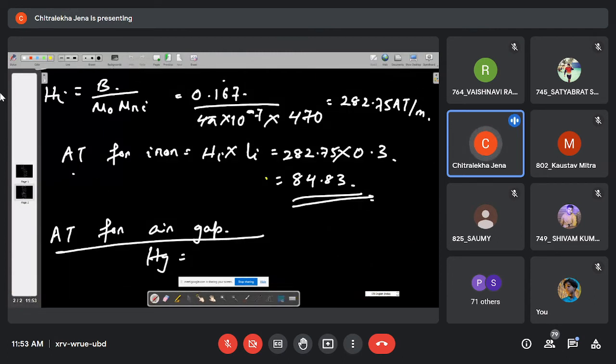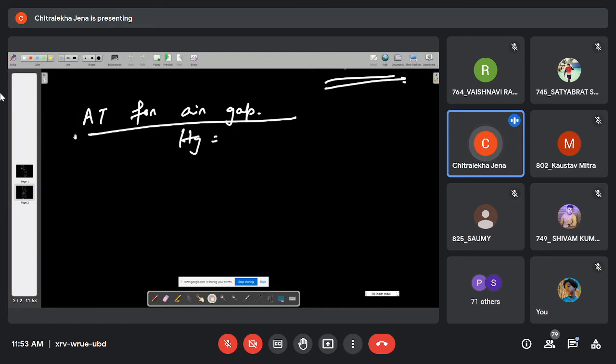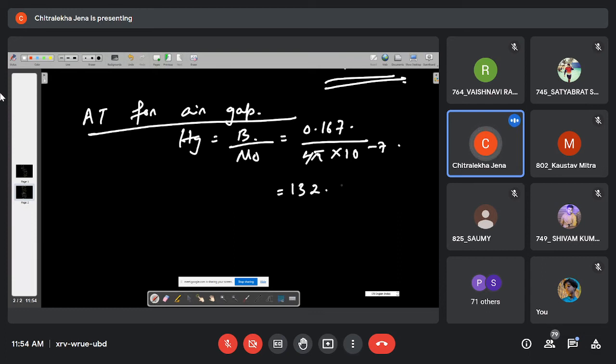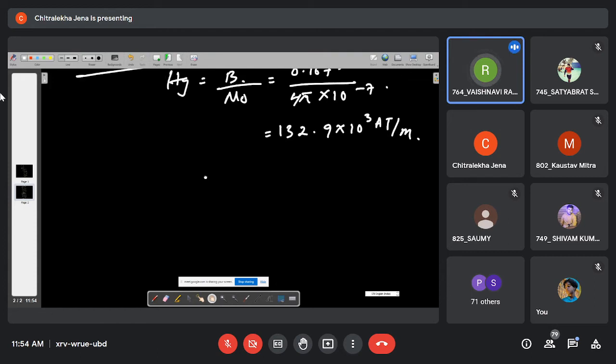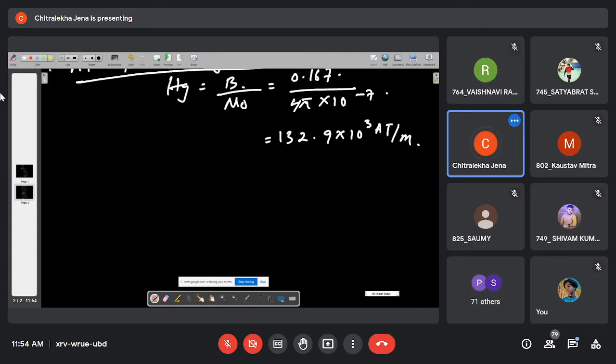So now here you will find out AT for air gap. Ampere turns per air gap, Hg is equal to how much? Ma'am, B by mu naught. Divided by mu naught. So B is equal to 0.167 divided by 4 pi into 10 to the power of minus 7. So this will come as 132.9 into 10 to the power of 3 ampere turns per meter. Vaishnavi, did you get your answer? Yes, ma'am, I missed 10 to the power minus 7, now I got it. Okay.